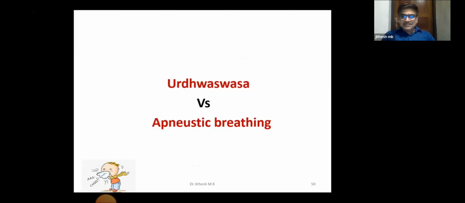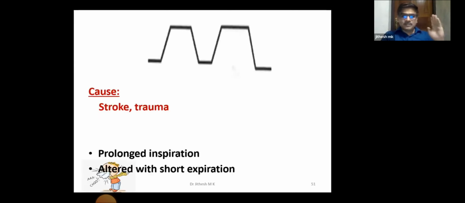Now, you might have seen this Urdhva Shwasa. And there is another condition called apneustic breathing. The Urdhva Shwasa will be there, but the inspiration will not be like this. The pattern will be like this: again, there will be a forced inspiration, there will be a blank area, and again the same pattern will be repeated.